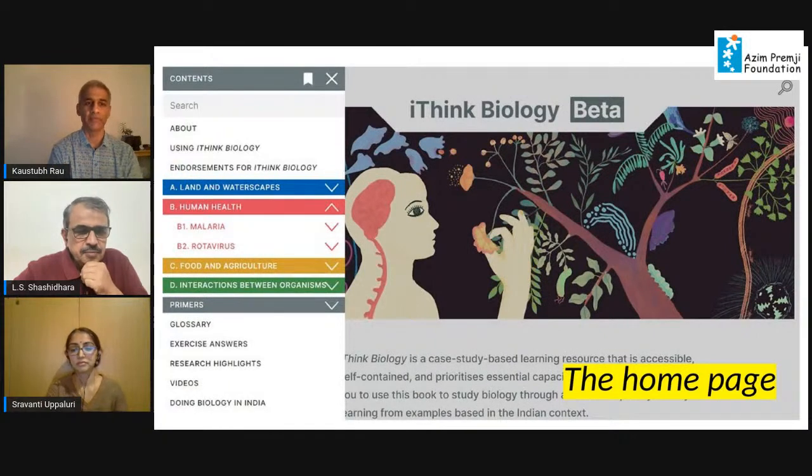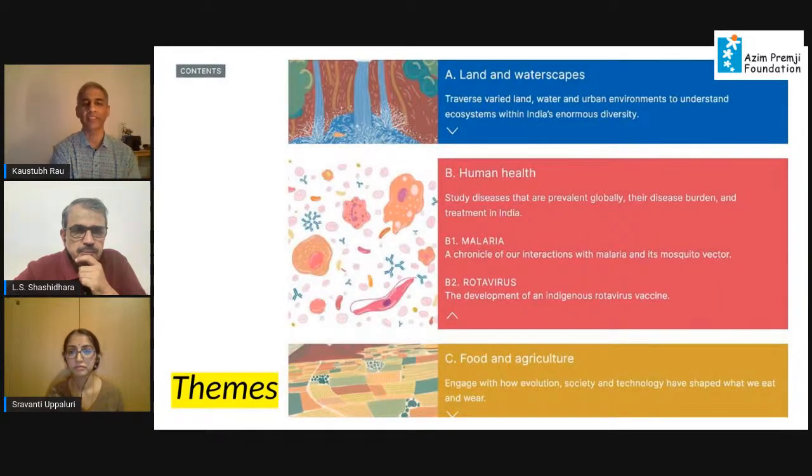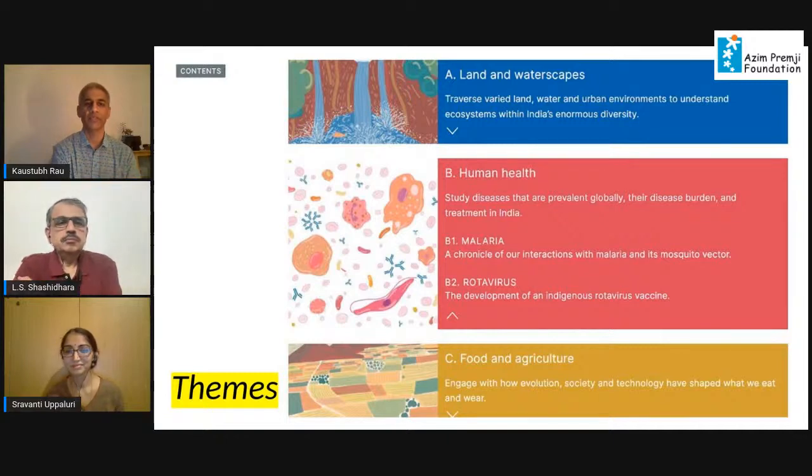So one big departure from other textbooks is that it is organized around themes. We don't really have chapters like evolution or ecology or cell. We've decided to stick with themes for this textbook. And the themes are land and waterscapes, human health, food and agriculture, plants and animals, and the last theme is of primals. And so within each theme, we have specific chapters.